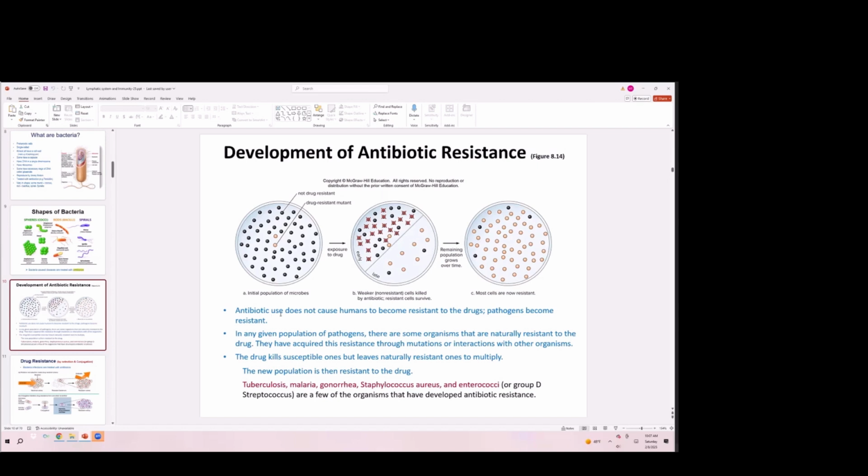Antibiotic use does not cause humans to become resistant to the drugs. It is not us who become resistant to the antibiotic. However, it is the pathogen, the bacteria, that become resistant. And how does this resistance happen? Imagine, we have not done this yet in the class, where you grow bacteria on a plate.